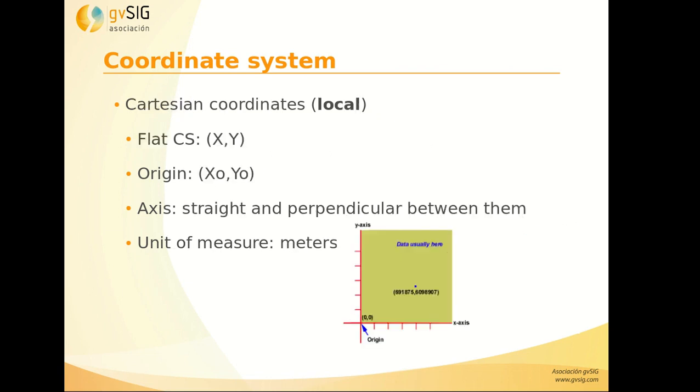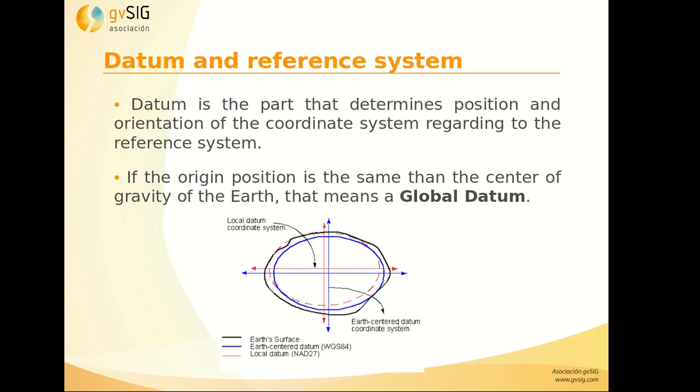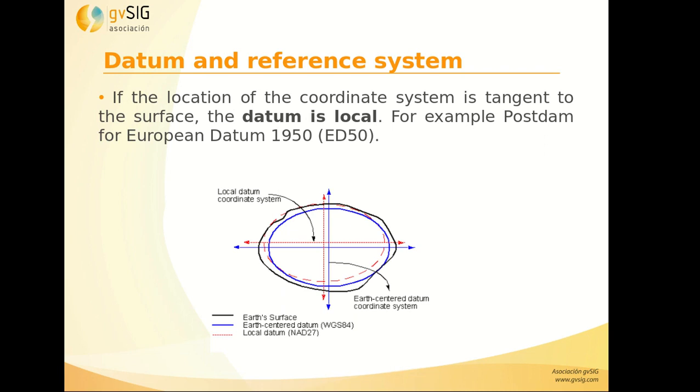And the other one, the Cartesian coordinate system, is local. We manage the coordinates x and y. The measurements are made in meters. The datum is the part that determines the position and orientation of the coordinate system regarding the reference system. So we can have a global datum or a local datum.